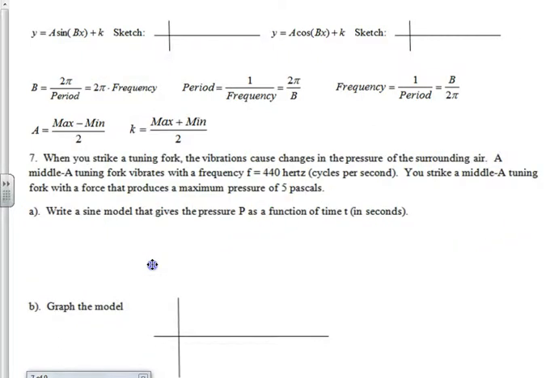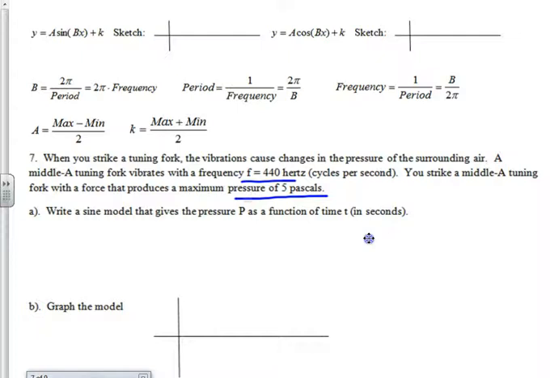And then number 7. Harmonic motion has a lot of examples about tuning forks and frequencies of different notes on a music scale. It's actually kind of interesting if you're interested in music. But it says the vibrations cause a change in pressure, and a middle A provides a frequency of 440 hertz or cycles per second. You strike a middle A and it produces a max pressure of 5 pascals.